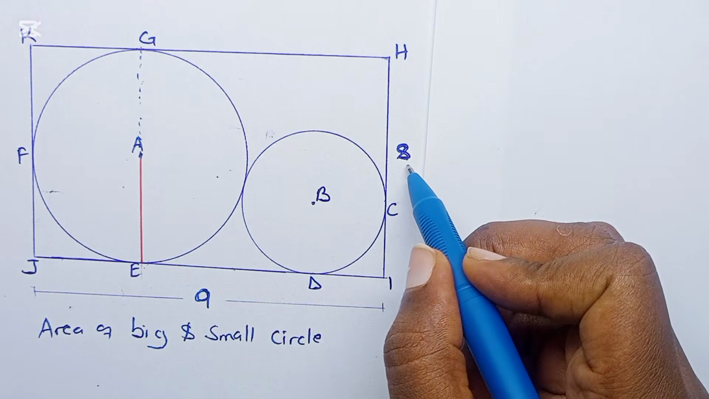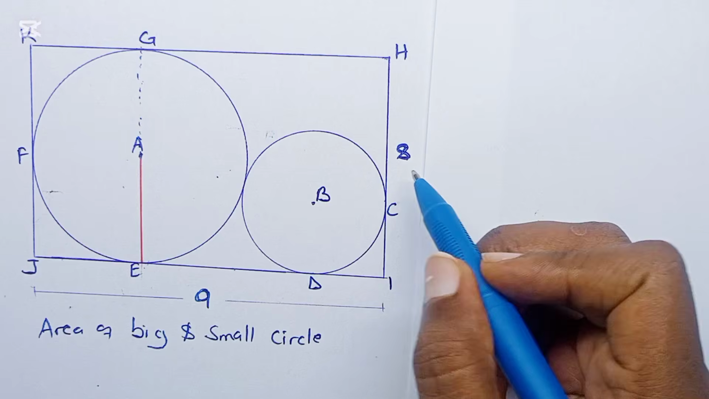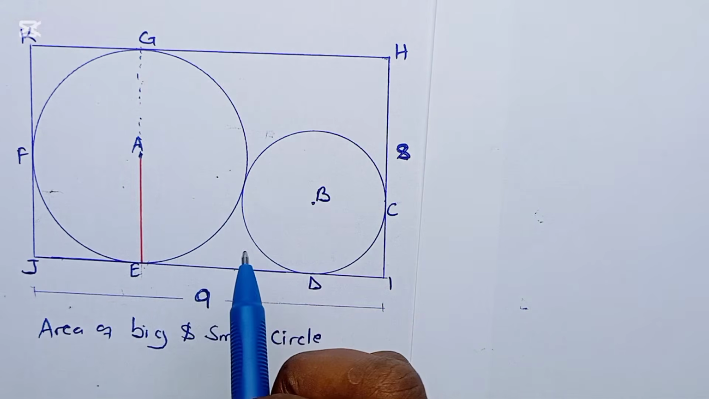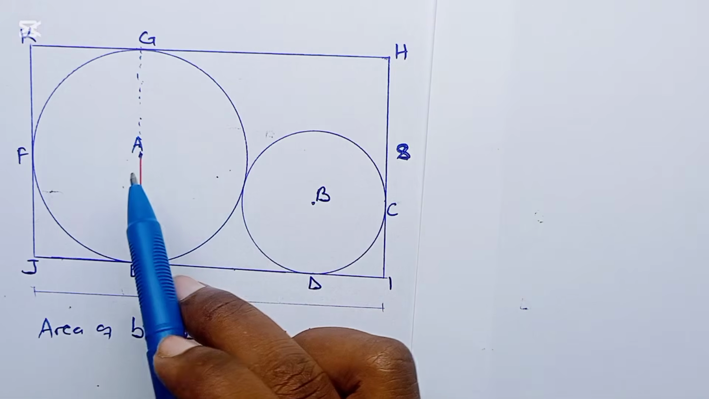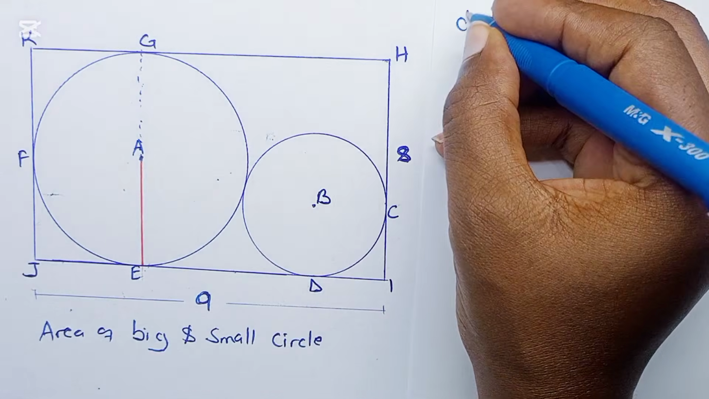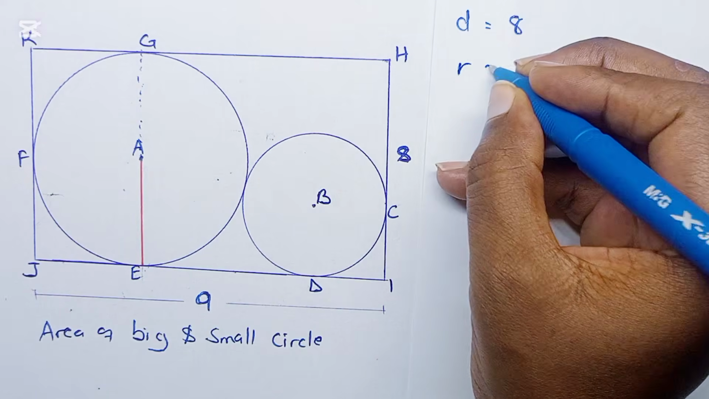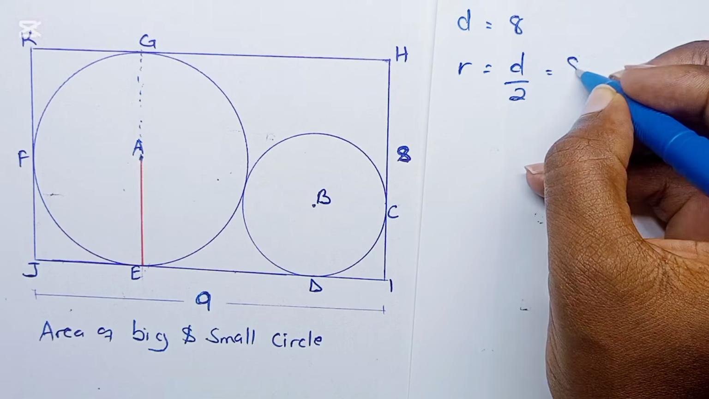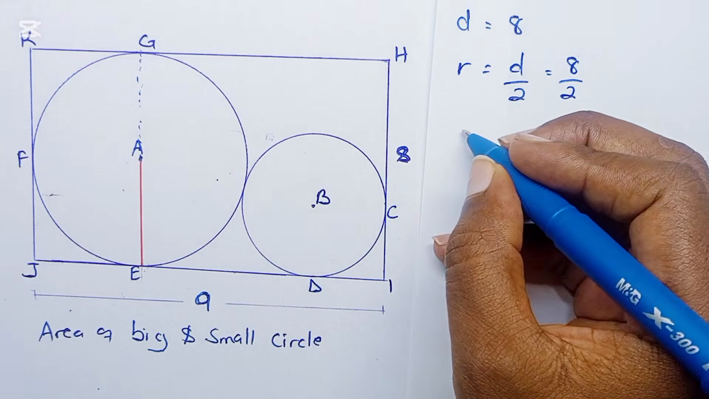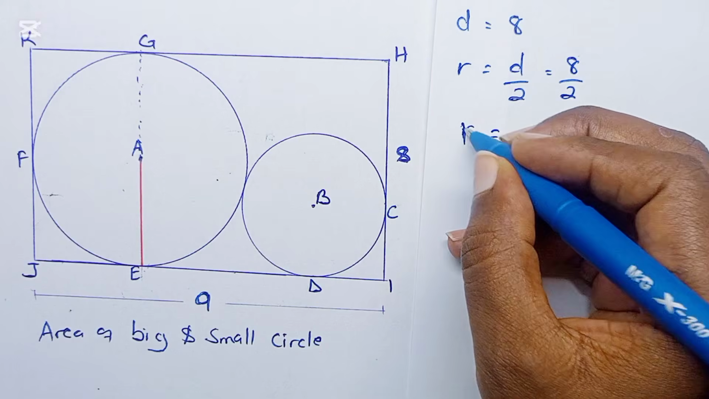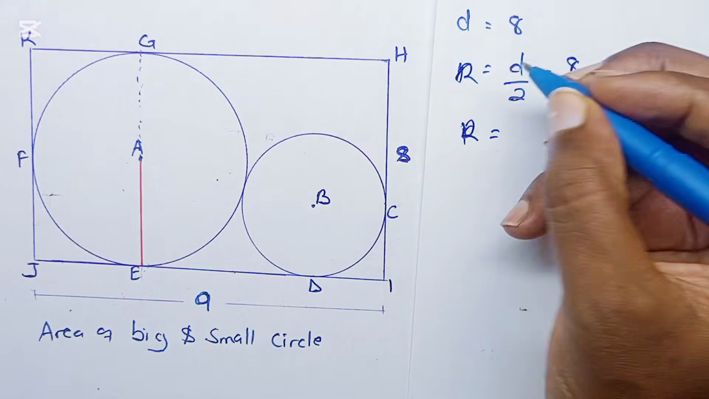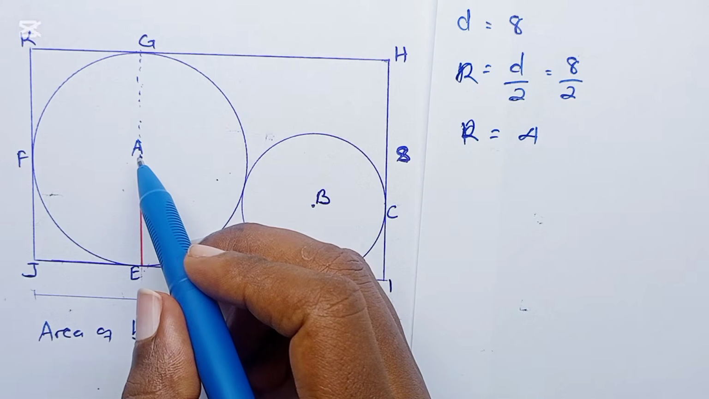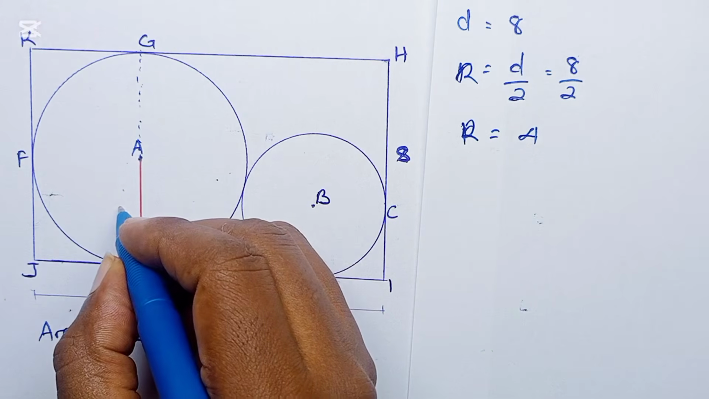So since we've been given that HI is 8, that implies that also GE, which is the diameter of the big circle, is also 8. Given that the diameter is 8, that means the radius will be half of D, which is 8 over 2. So the radius, which is capital R of the big circle, is 4. Okay, so AE is 4.